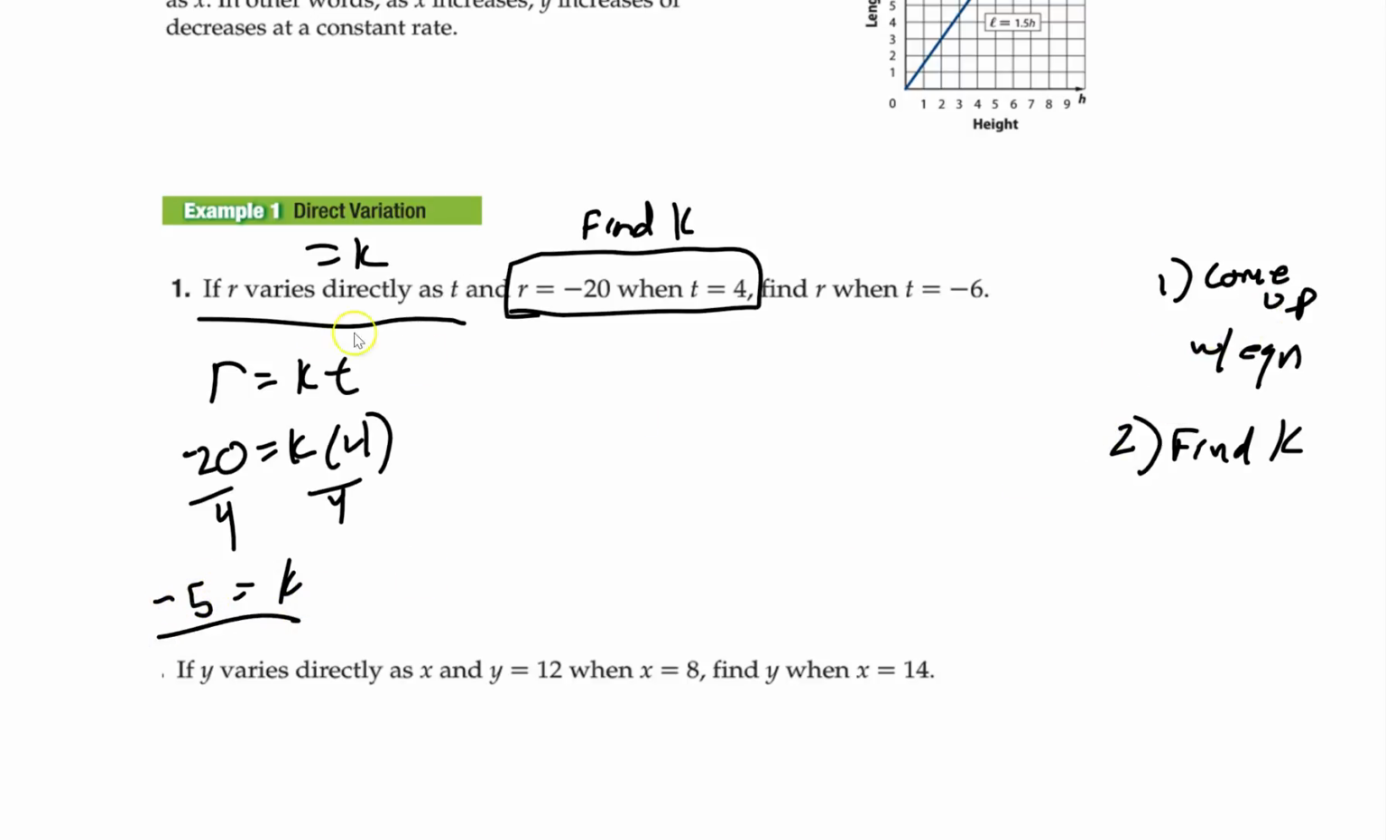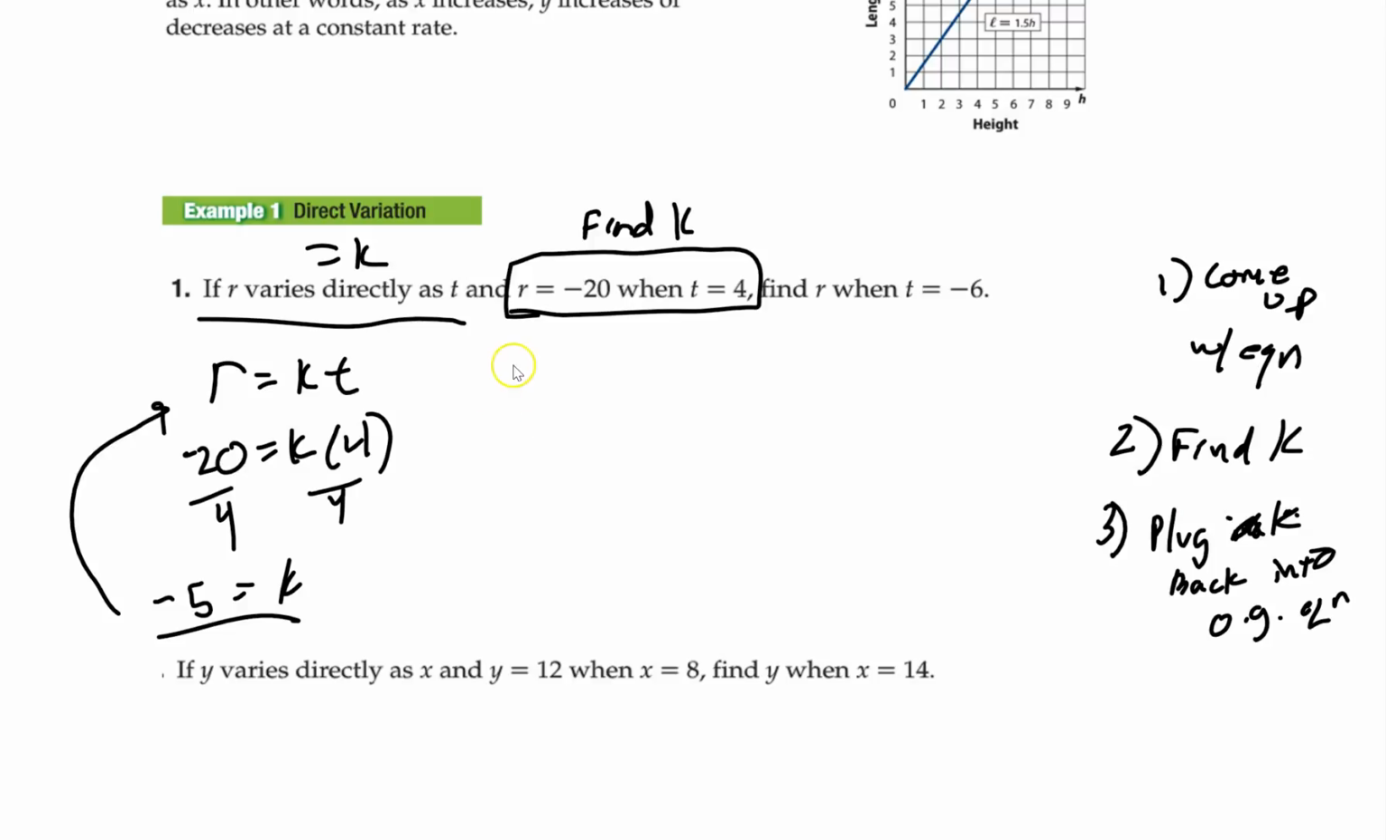So step 1, come up with an equation, which we did. Step 2, find our k, because they give you a value to find k. Step 3, plug k back into the original equation. So we're going to plug it right here. So R is going to equal -5t. So that's our equation now. That's the equation we have. And then the last thing we're going to do, find R when t equals -6.